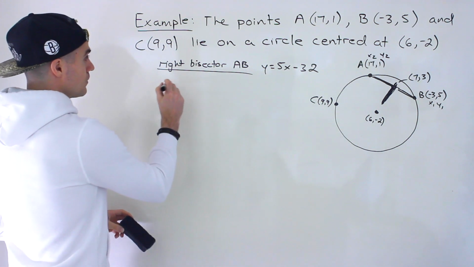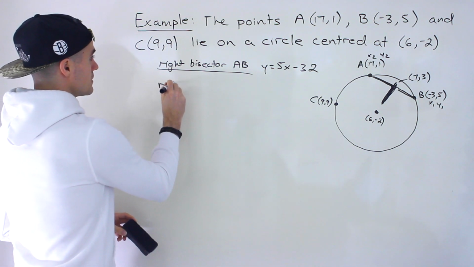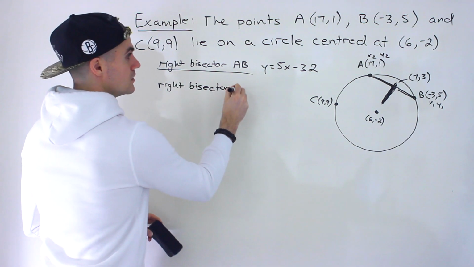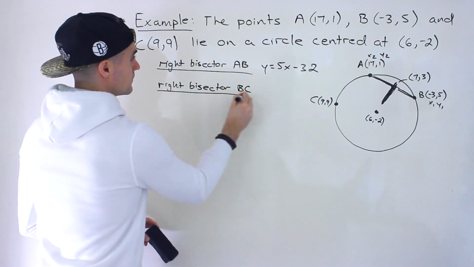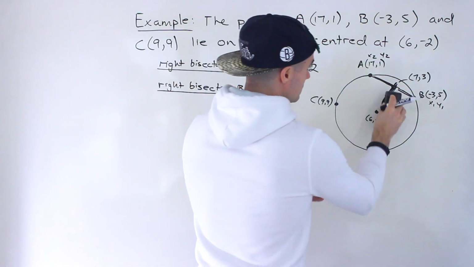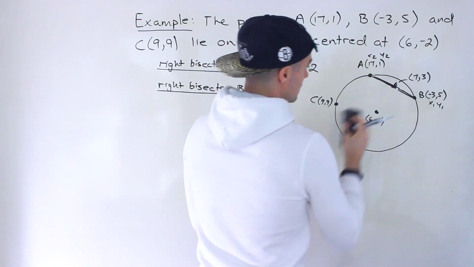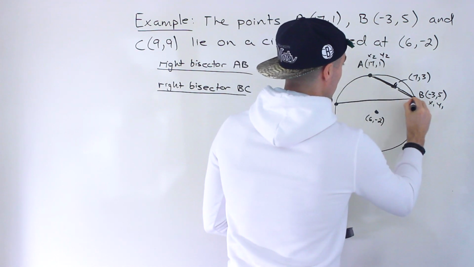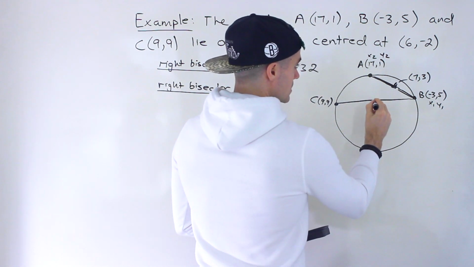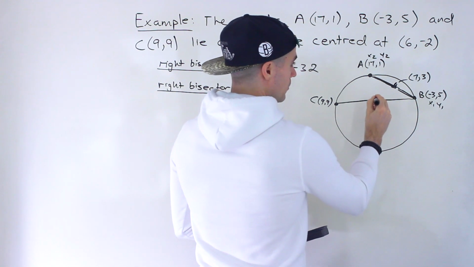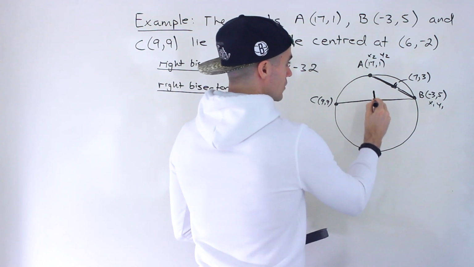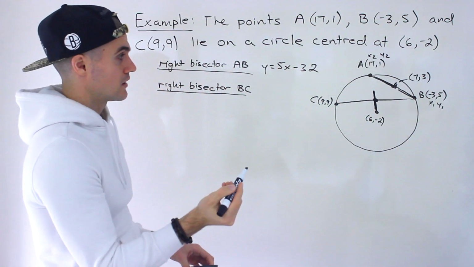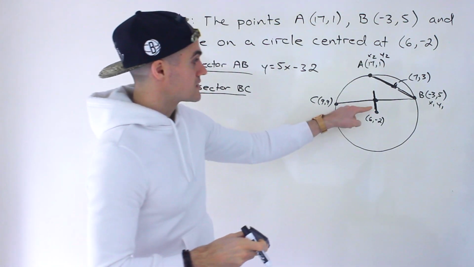So now what we can do, let's find the right bisector. Let's do BC. Okay, so what we would do, let me erase this over here. Now what we're going to do is we're going to find the right bisector of this chord over here. So again, we got to find the midpoint, find the perpendicular slope, and then again it's going to be going through that center right there. Any chord that you draw, it's going to go through that center.